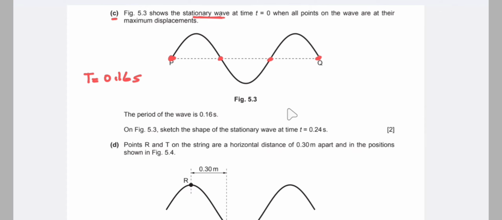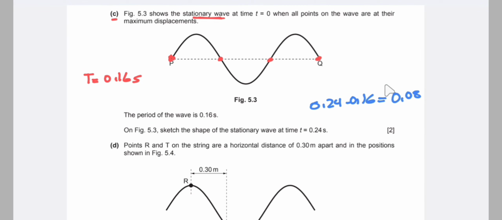Now for 0.24 second: for 0.16 second, one complete wave is produced, that is the time period, so it moves to the bottom and again moves to the top. So it has covered 0.16 seconds. So 0.24 minus 0.16, we get a time of 0.08. So what is the movement for 0.08 second?